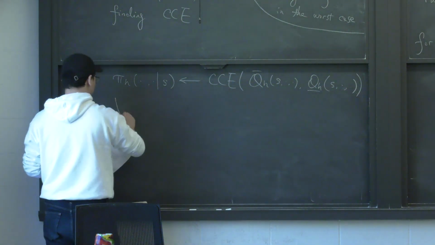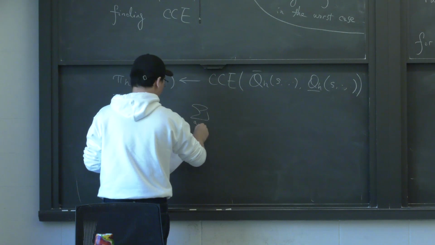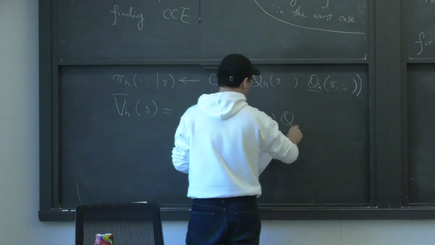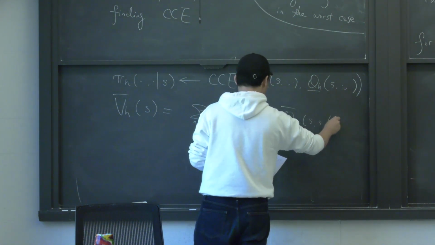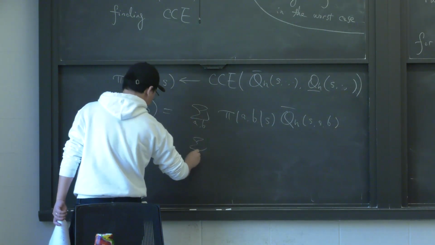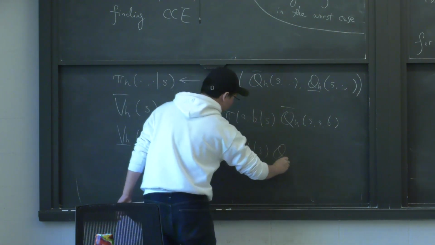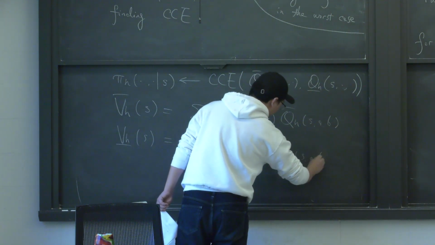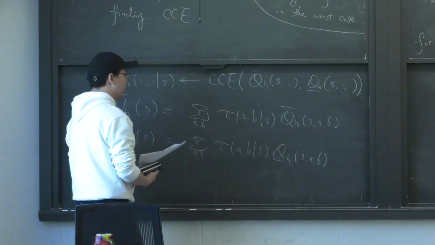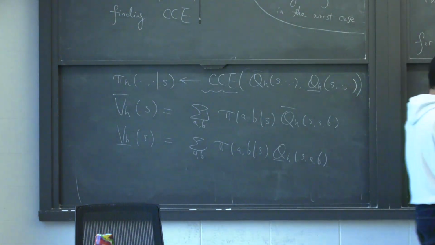And then we will do the V updates. V upper bar is just the summation over A and B of pi(A, B given S) times Q upper bar at step H, S, A, B. And similarly, we have a lower bound, also the same. So this doesn't say much because this CCE is still a black box. We need to talk more about what this CCE subroutine is.